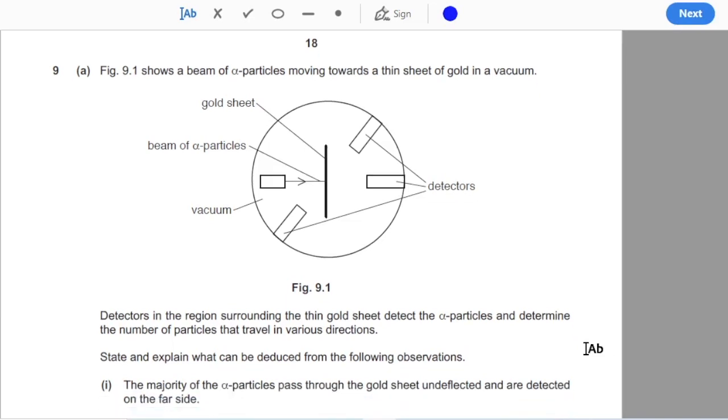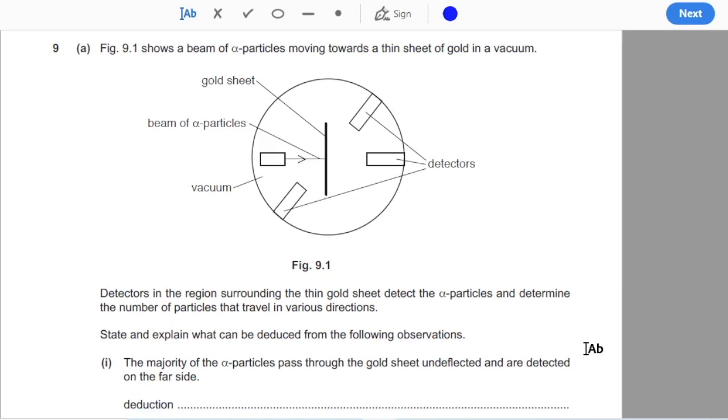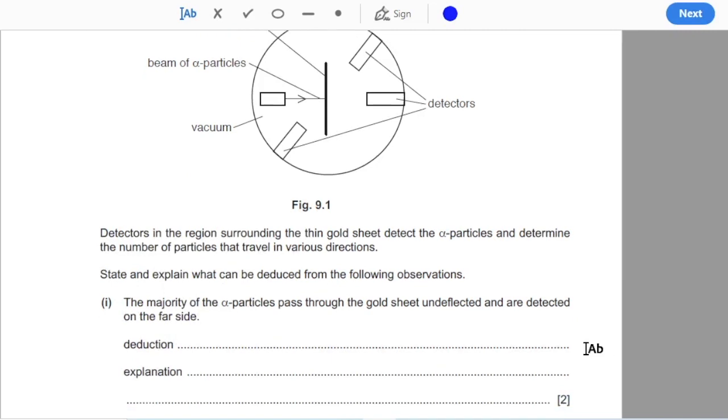Question number 9, part A. Figure 9.1 shows a beam of alpha particles moving towards the thin sheet of gold in a vacuum. Detectors in the region surrounding the thin gold sheet detect the alpha particles and determine the number of particles that travel in various directions. State and explain what can be deduced from the following observations. Part 1. The majority of alpha particles pass through the gold sheet undeflected and are detected on the far side. This is the beam of the alpha particle, thin gold sheet, and this is the detector.